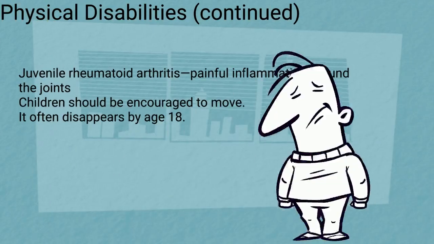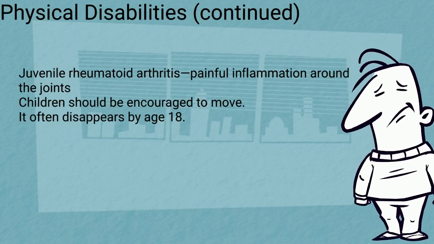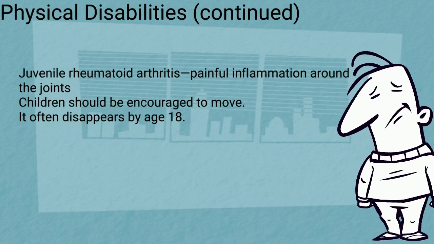Juvenile rheumatoid arthritis, painful inflammation around the joints. Children should be encouraged to move. It often disappears by age 18.